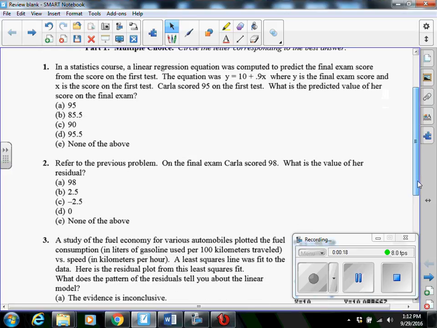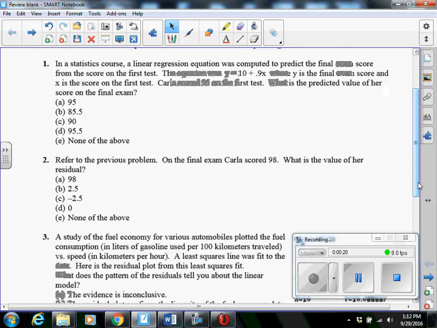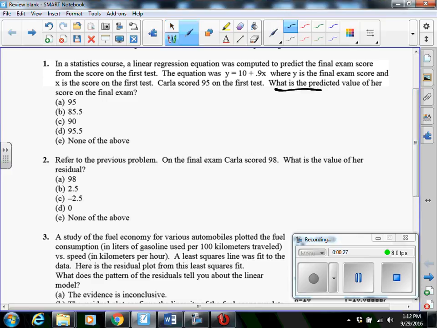So the very first question, you guys can read on your own, but the question that they are wanting us to answer is right here at the end: what is the predicted value of her score on the exam? Well, remember the predicted value comes from the equation for the line of best fit, which is the least square regression line.